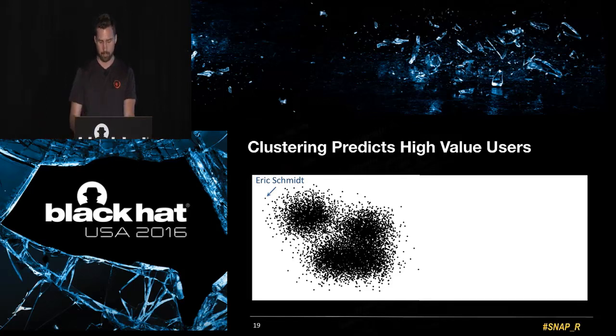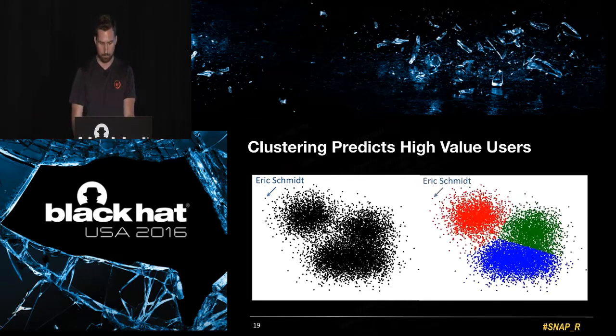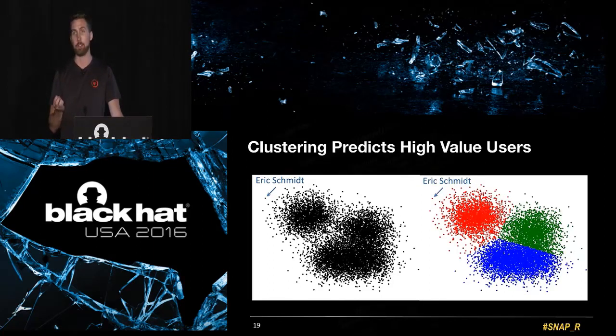So this is how we apply clustering. You can imagine that Eric Schmidt might belong to the cluster of users that we want to target, right? The users that belong to the red cluster are the ones that we select as targets, and the ones who belong to the green or the blue ones we push aside. And this is optional in the tool. You can choose to do this or not, depending on how much you want to scale this kind of activity up.